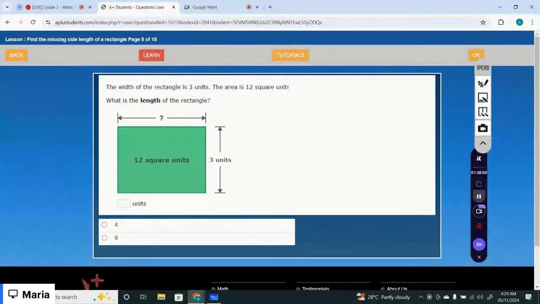The width of the rectangle is 3 units. The area is 12 square units. What is the length of the rectangle?